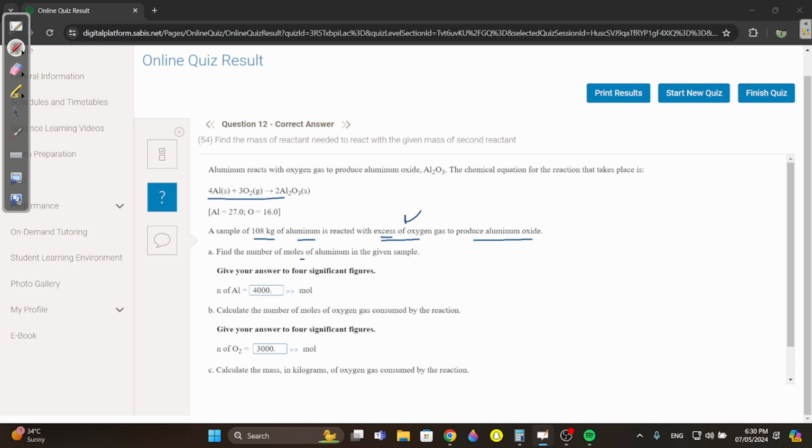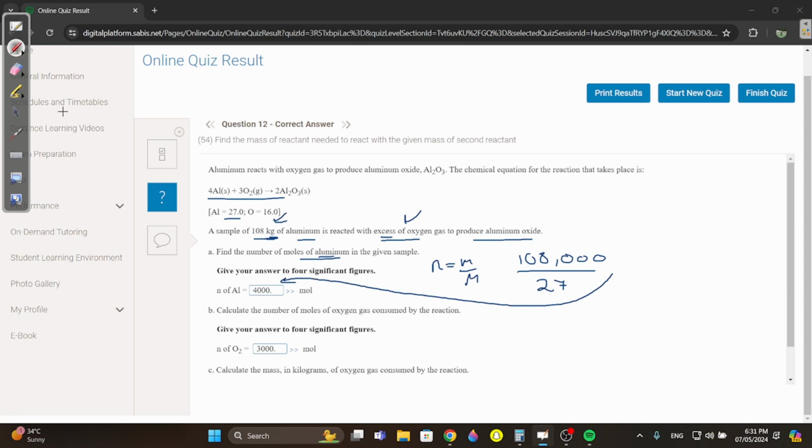So part A, they're saying find the number of moles of aluminium. So you just do n equals m over M. The mass of aluminium is 108,000 because it's in kilograms. And you guys know in chemistry, we work with grams, not kilograms. Maybe physics might be something else, but here it's always grams. 108,000 divided by the molar mass of aluminium, which is given as 27, and you get 4,000.